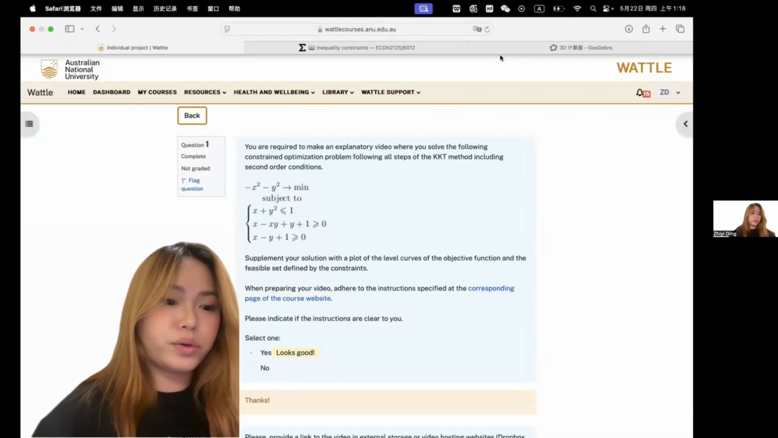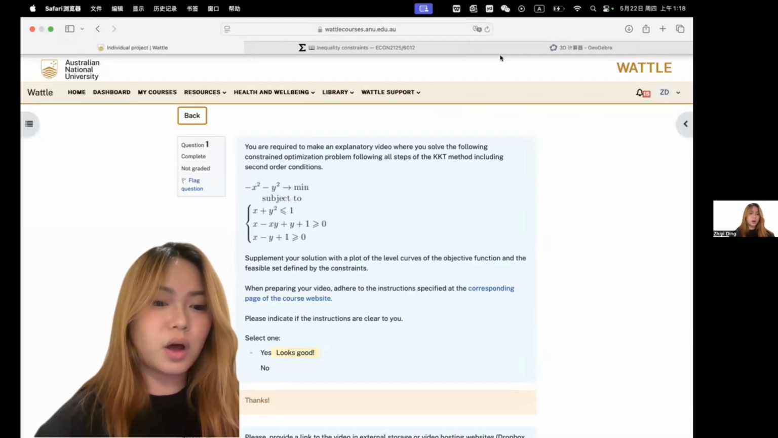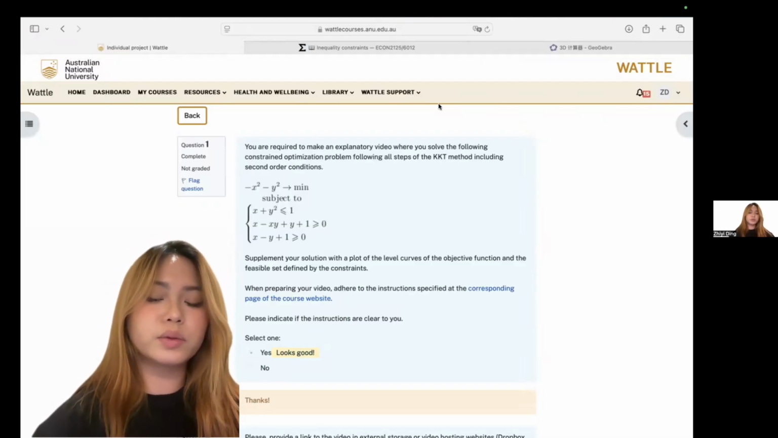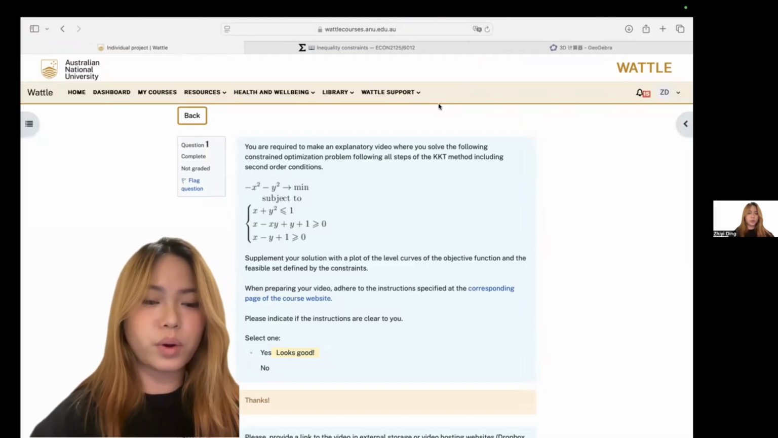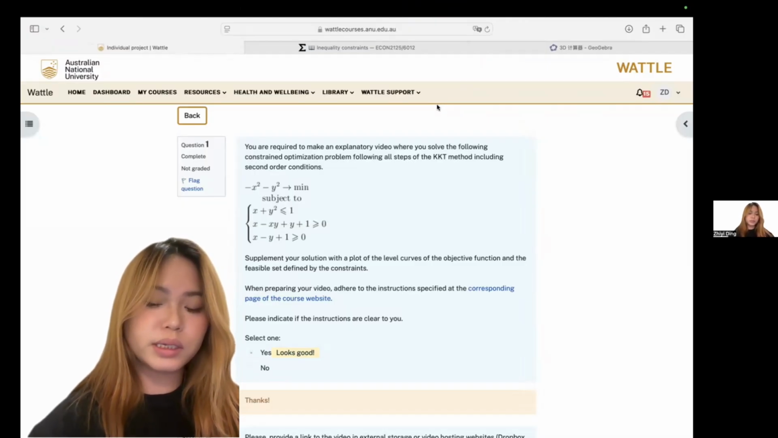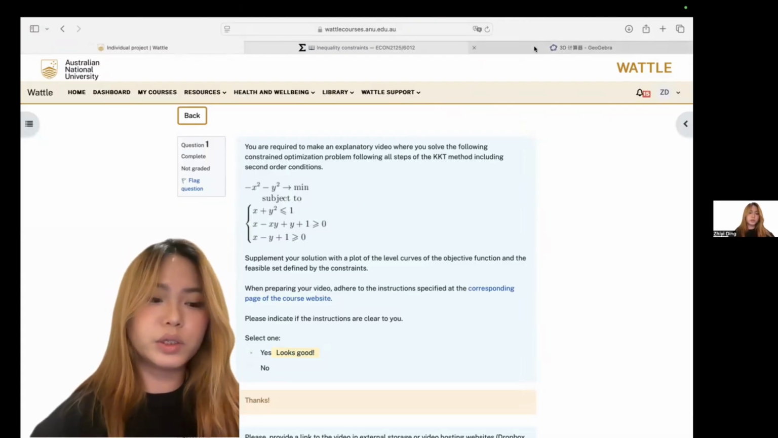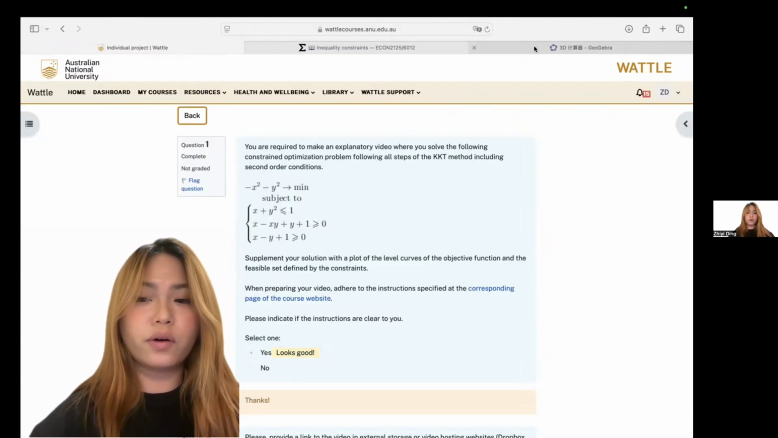Hi everyone, today I'll walk you through how I solve this constrained optimization problem using the KKT method and second-order conditions. We are asked to minimize the function f(x,y) equal to minus x squared minus y squared, subject to three inequality constraints. Here are the three inequality constraints. And before I solve this question, I'll show you a 3D picture of these four functions.